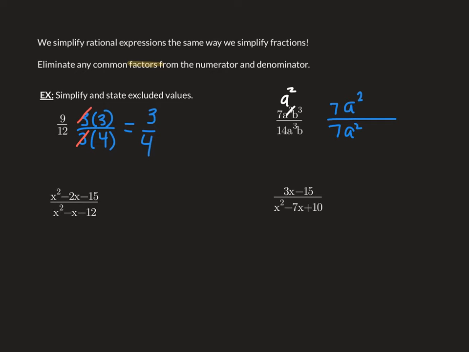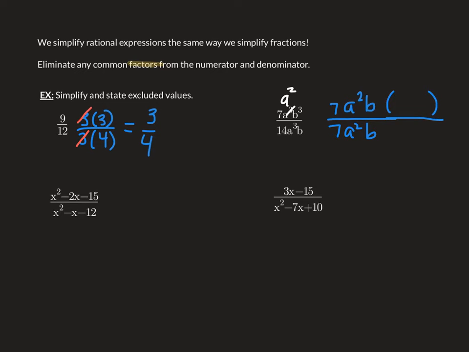Okay, so now let's look at the b's. If we look at the b's, I have a b cubed and a b. What is their greatest common factor between the two of them? Right, it's b. So I can pull out a b. Now let's look at what's left. I'm essentially factoring these problems just like we've done.